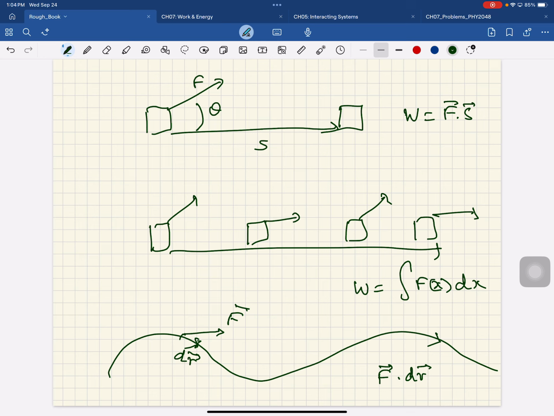What is the other name for adding up a whole? A sum. Yeah, that's an integral. Okay, and so here's the line integral.